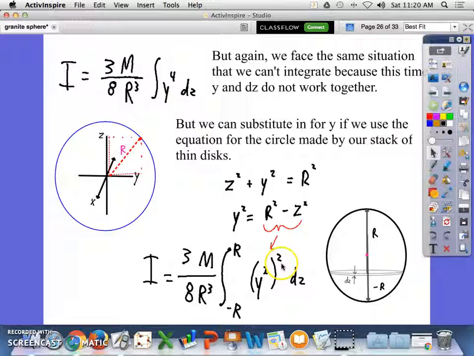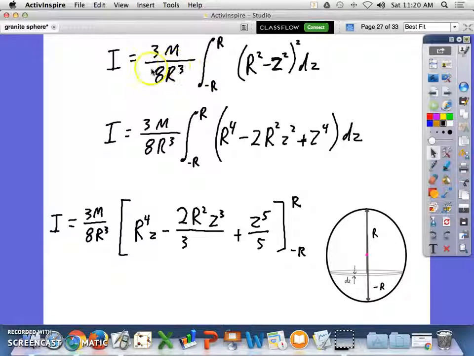It'd be y squared squared. Put this in, and then we've got a big mess. That just keeps getting worse. Okay, now we've got a binomial. So if we go another step and expand this binomial, now we've got everything in terms of z, though. So we do go ahead and perform this integration, taking into account we have dz here, and this is our result. We've got all these constants.